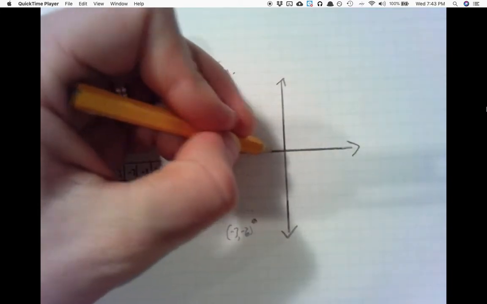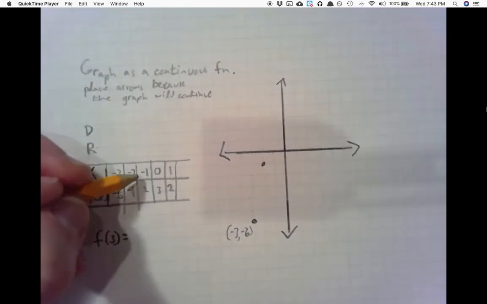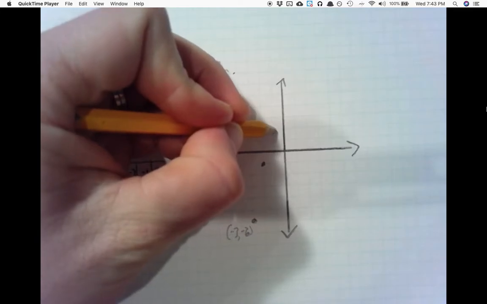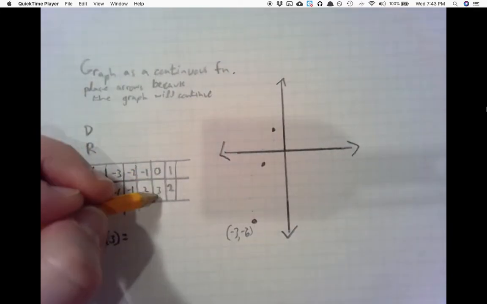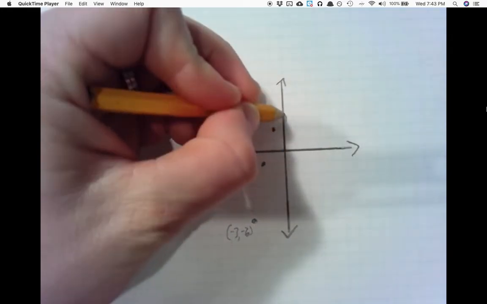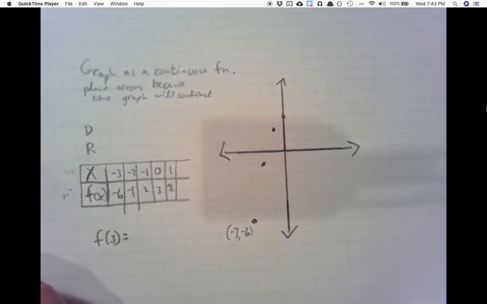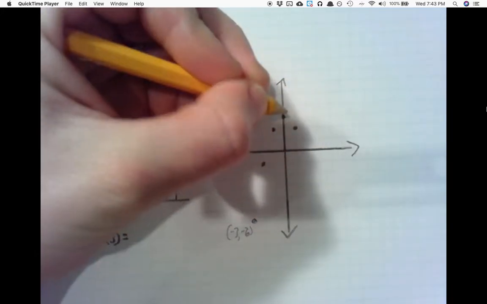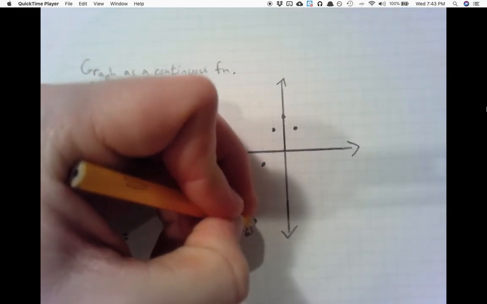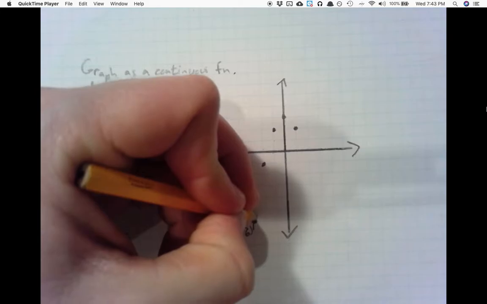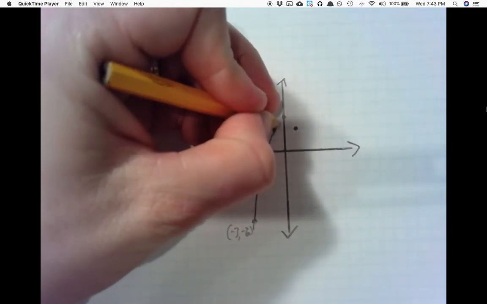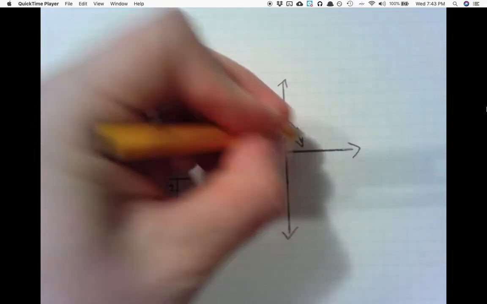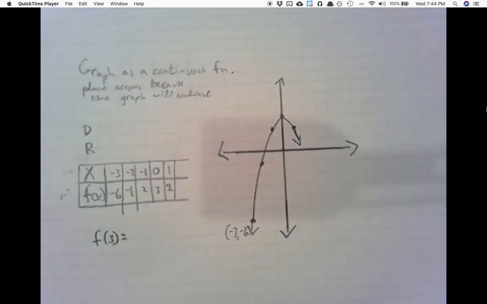-2, -1, so (-2, -1). (-1, 2) is another point. The point (0, 3), 0, 1, 2, 3. And then the point (1, 2). And it's a continuous function, so I'm going to connect these dots. It looks like it's got like a curve thing to it. So I'll do my best to connect all of these, just like that. And it said the pattern is going to continue, so I should draw arrows as I do this.